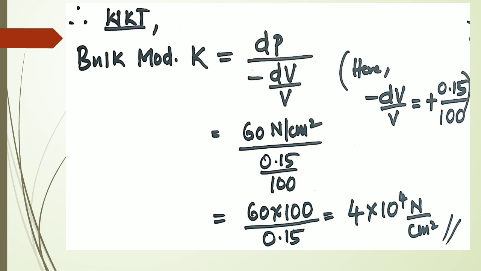So dP is known to me, and minus dV by V is known to me. Find it, and you'll get the answer K is equal to 4 into 10 raised to 4 Newton per centimeter square. You have to remember the K equation, that is K is equal to dP by minus dV by V. Therefore you can find the value of K like this.